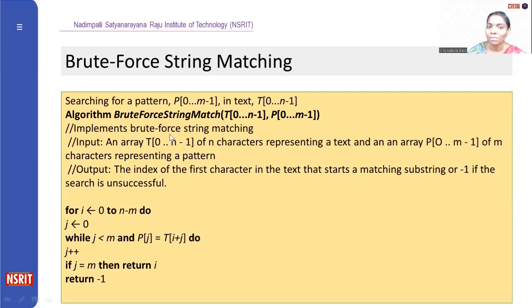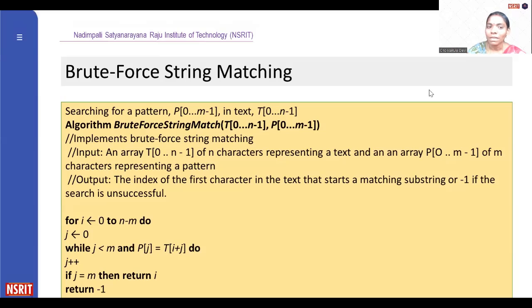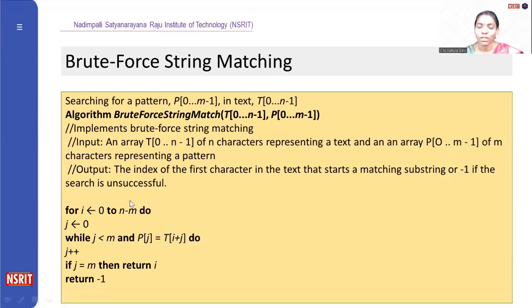Now here we simply implement the brute force string matching technique. The input is the text of n characters and the pattern of m characters. What will be the output? The index of the first character in the text that starts a matching substring, or it returns minus 1 if the search is unsuccessful.